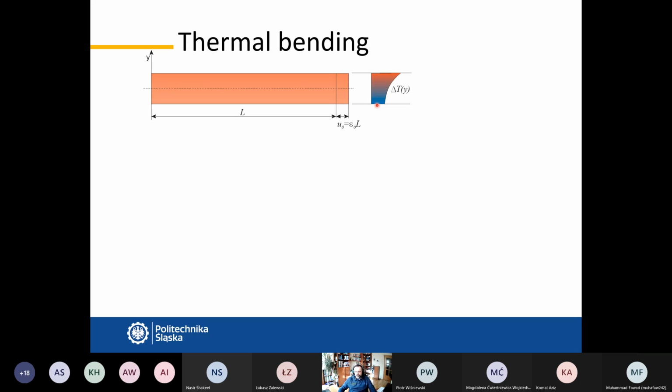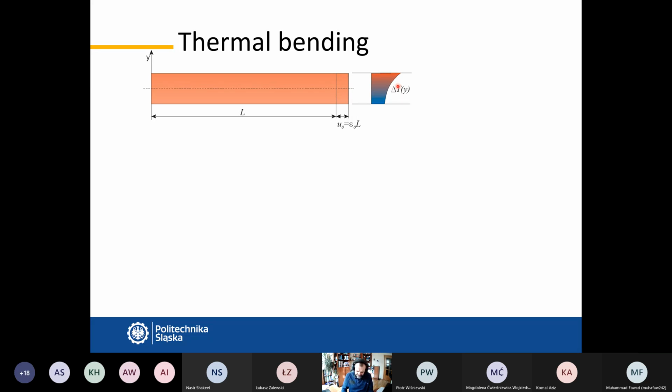Of course, if the temperature was uniform, it would extend by epsilon 0 times L. Of course, we have to assume here some things that are necessary for the discussion to be true, which are usually resulting from the strength of material approach, which was discussed in your studies.